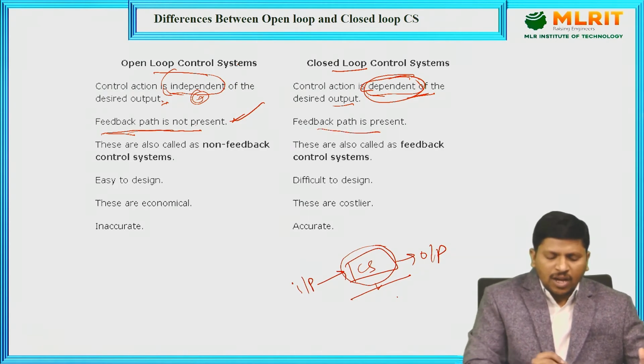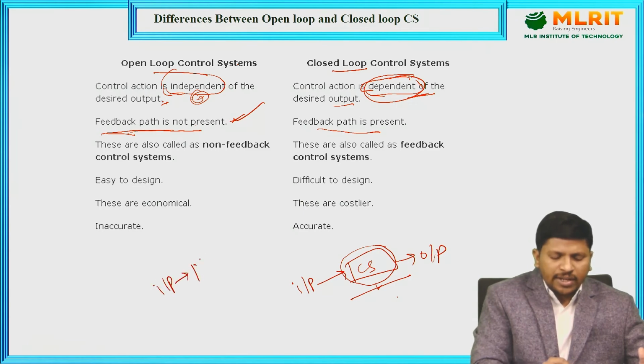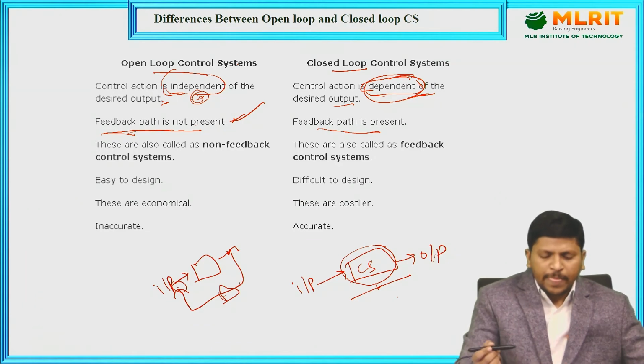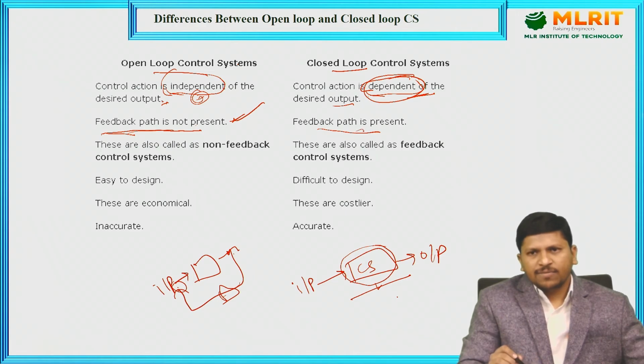We give the input signal to the control system, and again the output is given to the feedback. Through the feedback element we give the feedback signal to the input, so the output signal is again used as the input. That's why the feedback path is present in the closed loop control system.